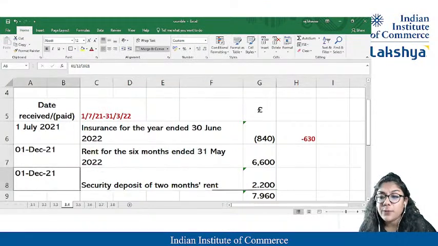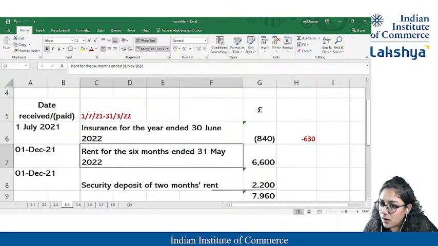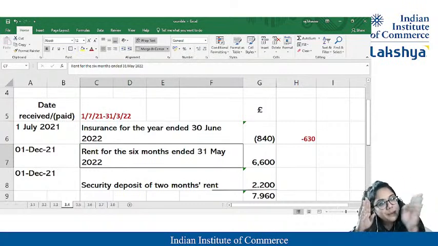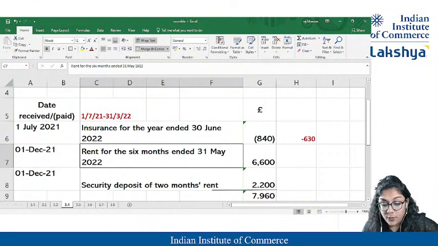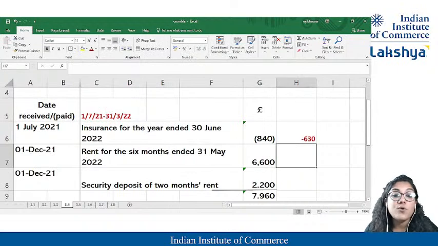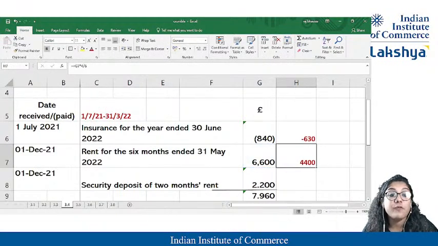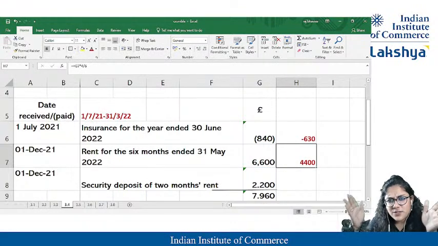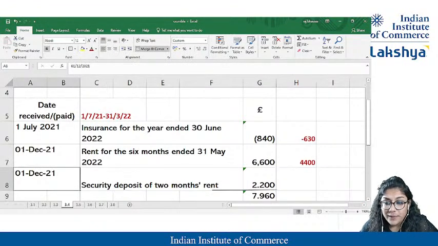On 1st December 21, rent for 6 months, from 1st December till 31st May. And my year ends on 31st March. So how much extra would you have got? March and April, 2 months extra. I don't want 2 months. I only want 4 months, so I want this 4 by 6. Only for 4 months. So this will be my income. For 6 months you have shown, I want only 4 months. That's all.